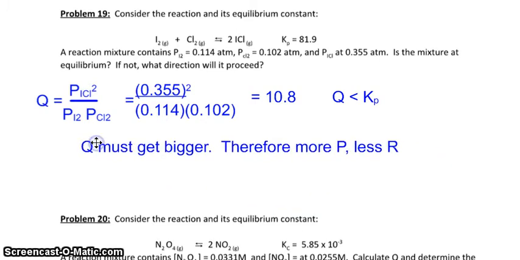If Q needs to get bigger, we're going to have more products, less reactants. How will it shift? That's what they're asking. What direction? Will it shift to the left or shift to the right? Well, if you want more products, you have to shift to the right. We're going to make more products. So let me shift it. We're going to shift it to the right so we make more products. Why don't you try number 20 all by yourself? Pause this, work out the math, calculate Q, determine the shift, and see how you do.